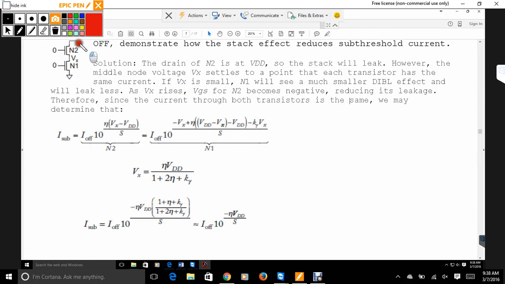So therefore, as the ability of the N2 transistor to regulate the change in voltage rises, the gate source voltage for N2 becomes negative, reducing its leakage. So what we're saying here is, by stacking these transistors like this, it reduces the amount of leakage current.